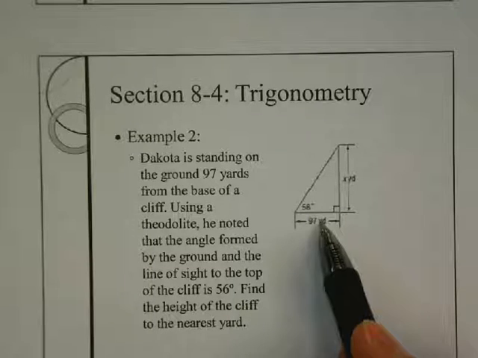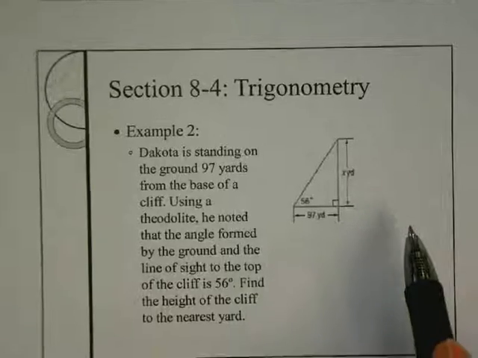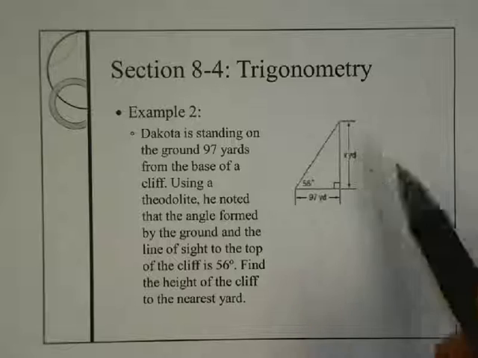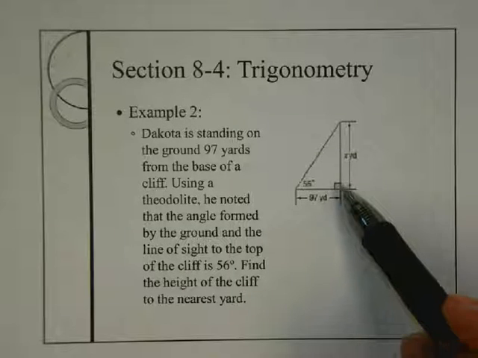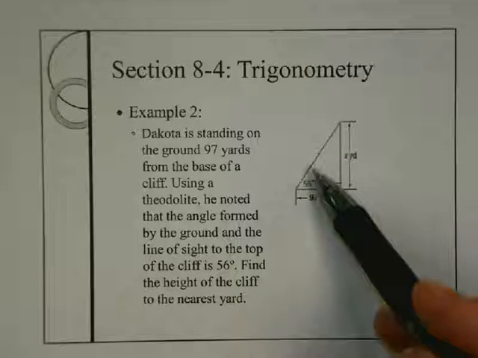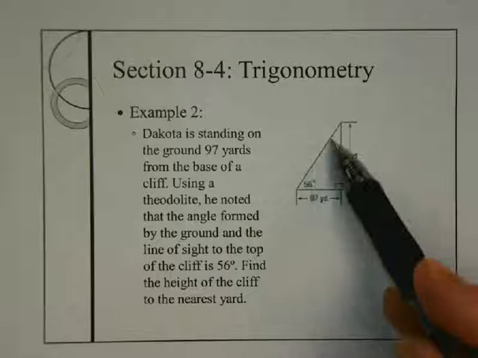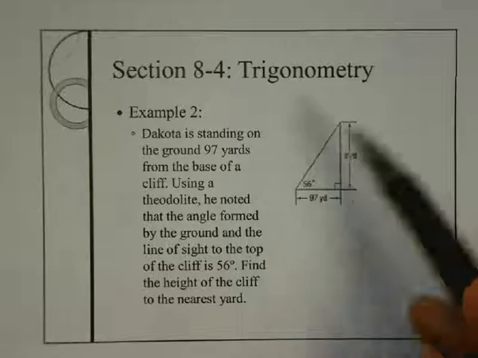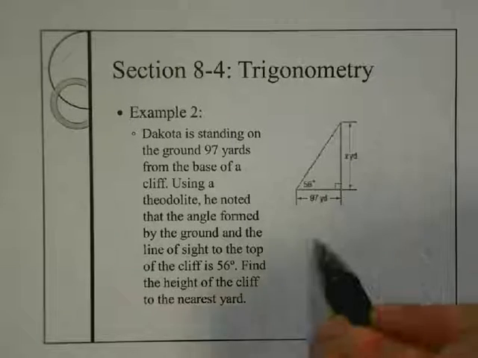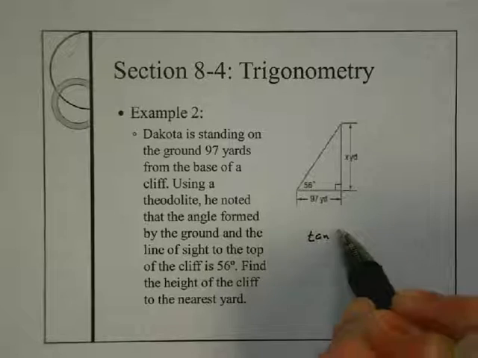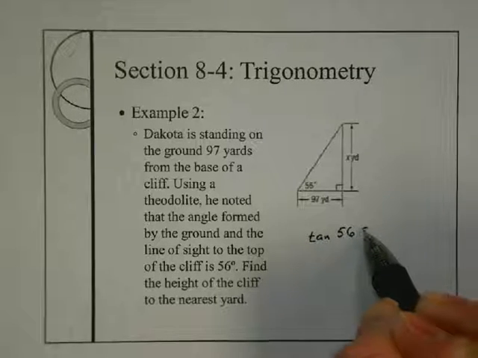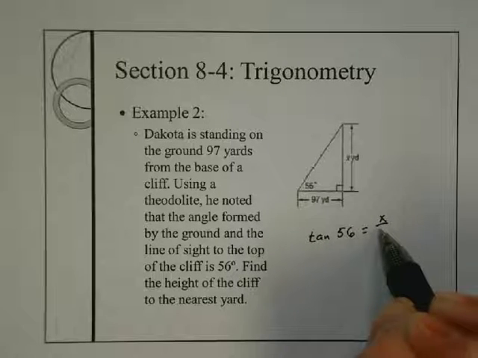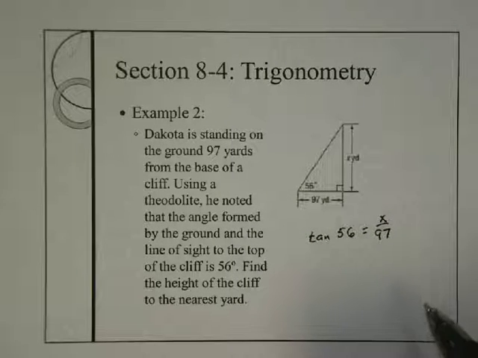We have that. So we need to figure out which of those three trig functions to use first, either sine, cosine, or tangent. And the way you pick is you look at the side that you know and the side you're trying to find, because you only have 2 of the 3 sides of the triangle. So I don't have the hypotenuse, so I cannot use sine or cosine. I have to use tangent. So what I'm going to have is the tangent of 56 is equal to the opposite side, which is x, over the adjacent side, which is 97.